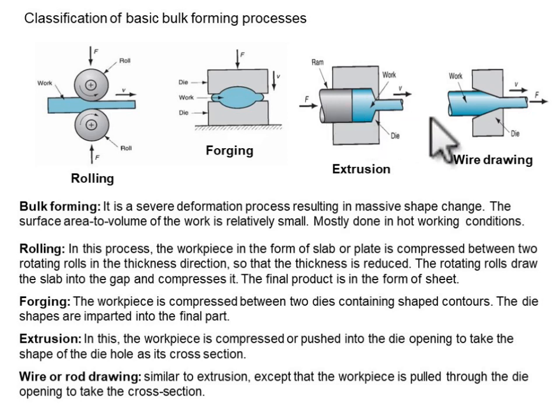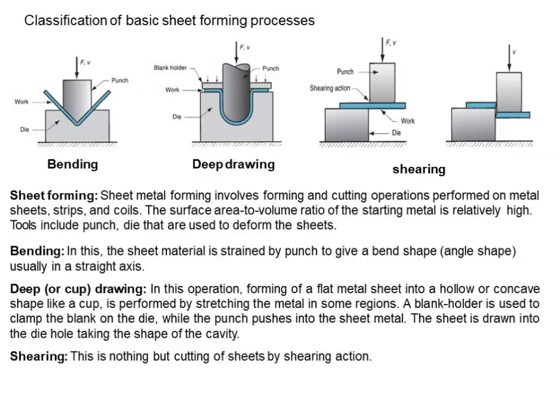Now look at this wire drawing. In wire drawing, we are pulling the material from this side. So basically the difference between extrusion and wire drawing is, in extrusion we push the material, and in wire drawing we are pulling the material. It is more or less similar to extrusion, but we have the difference. The workpiece is pulled through the die opening to take the cross section. So these are the four kinds of bulk forming processes that we need to study in this unit.